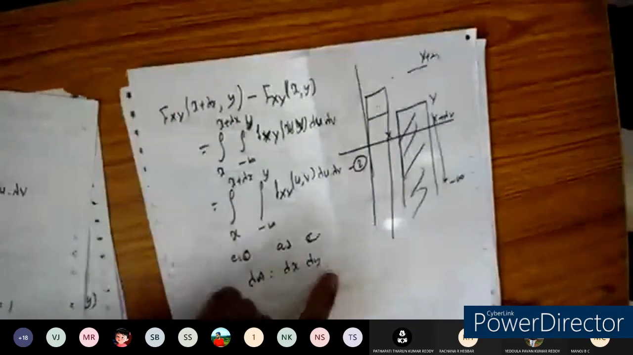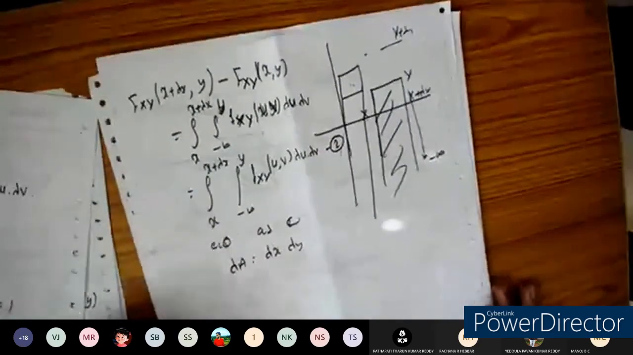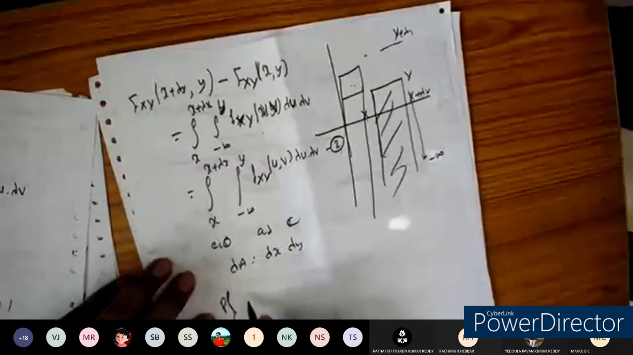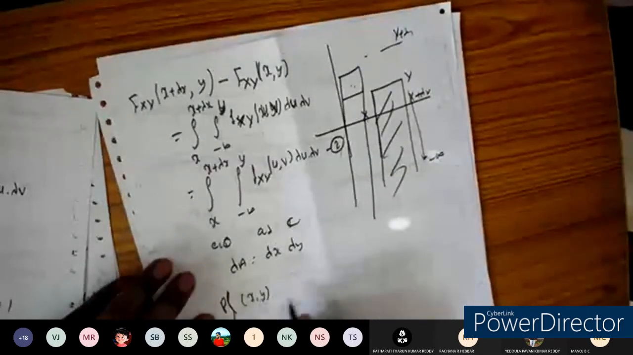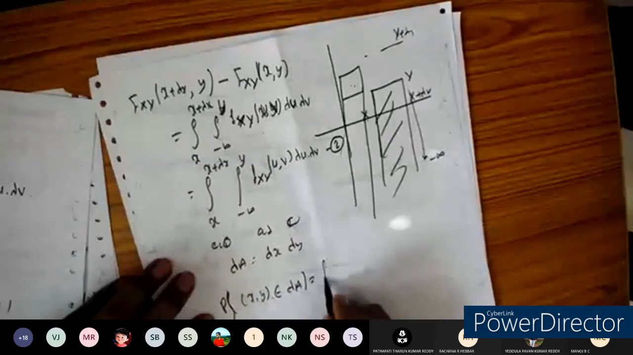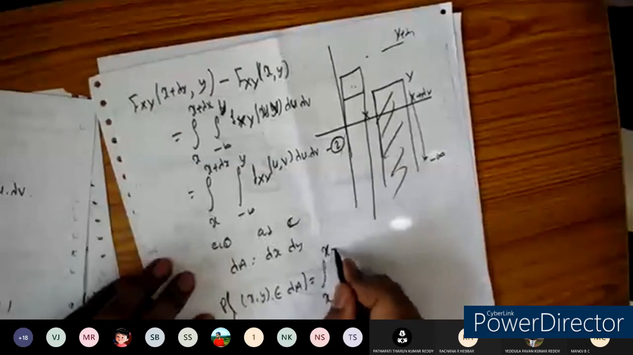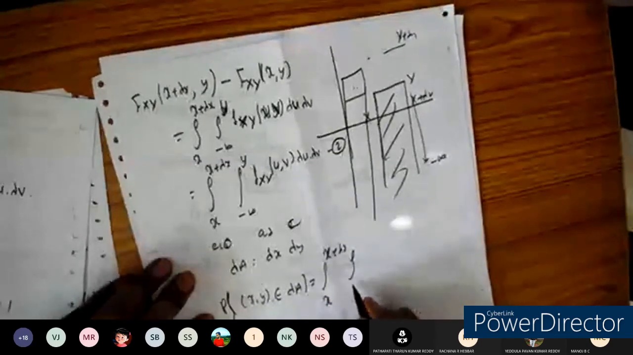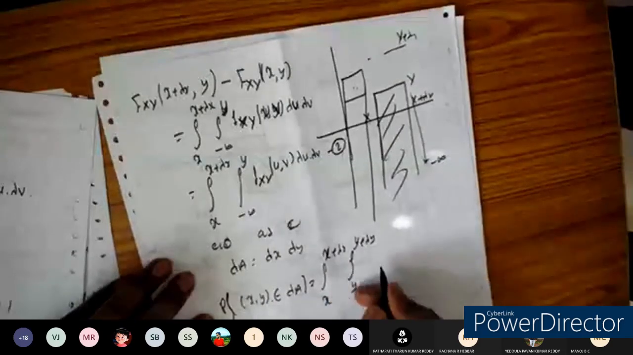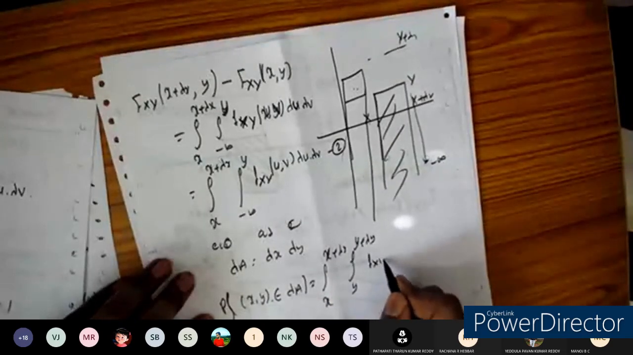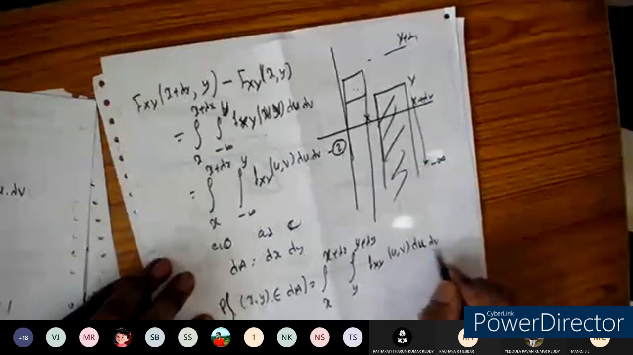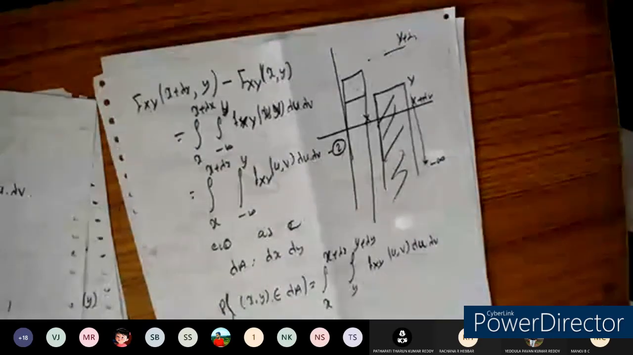Differential area dA is equal to dx into dy. It will be given in terms of the probability that (x, y) belongs to dA. So this will be x to x plus dx, and y to y plus dy. So directly we can integrate over this part: the integral of f_XY(u, v) du dv.